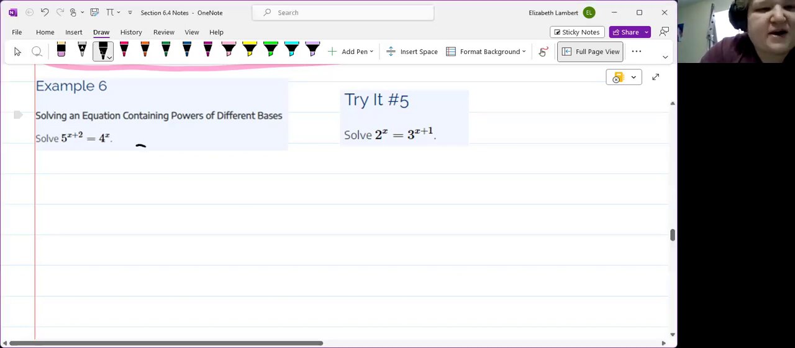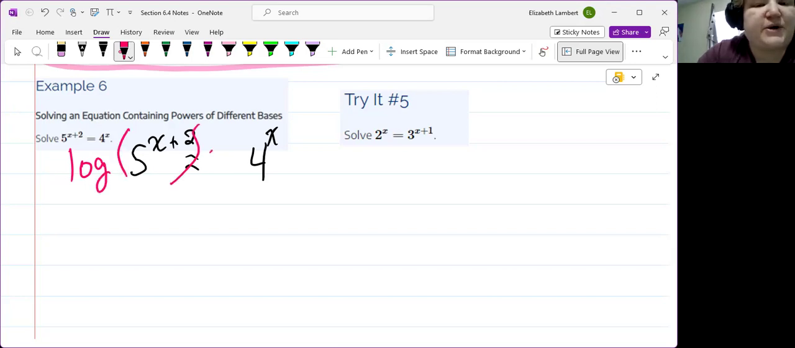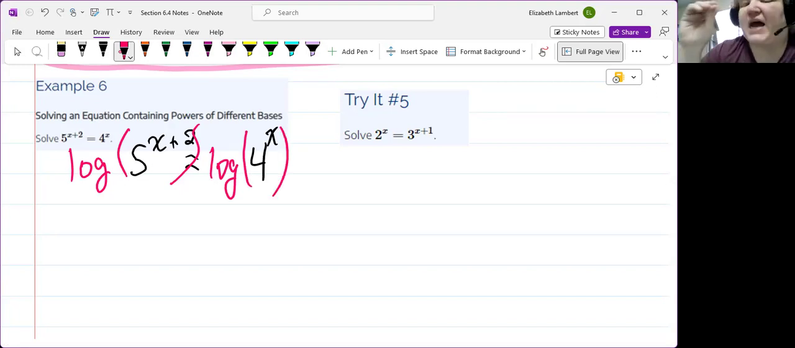All right, so let me take our equation. 5 to the x plus 2 is equal to 4 to the x. And what we're doing is we're going to apply a log to both sides, just like we can square root both sides or apply an exponential to both sides. But it must be to the entire side.